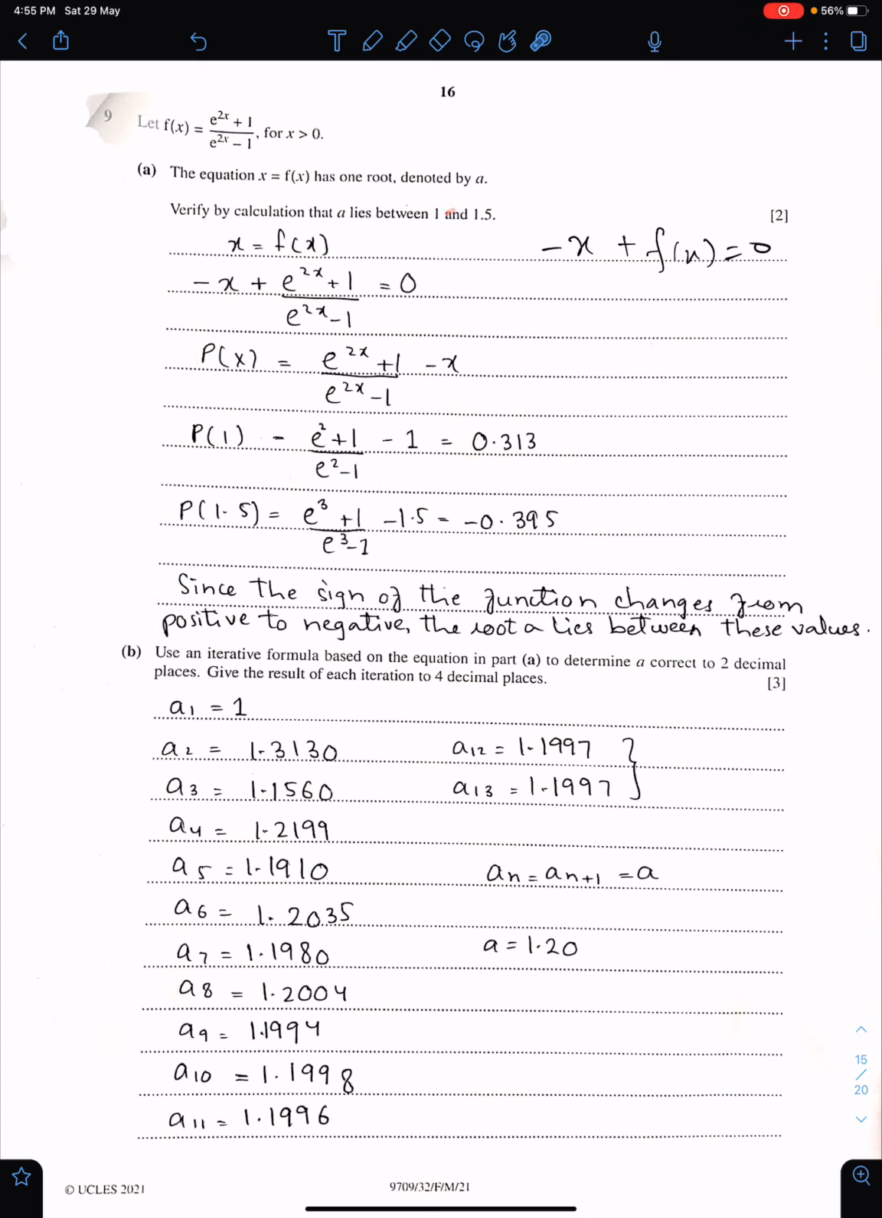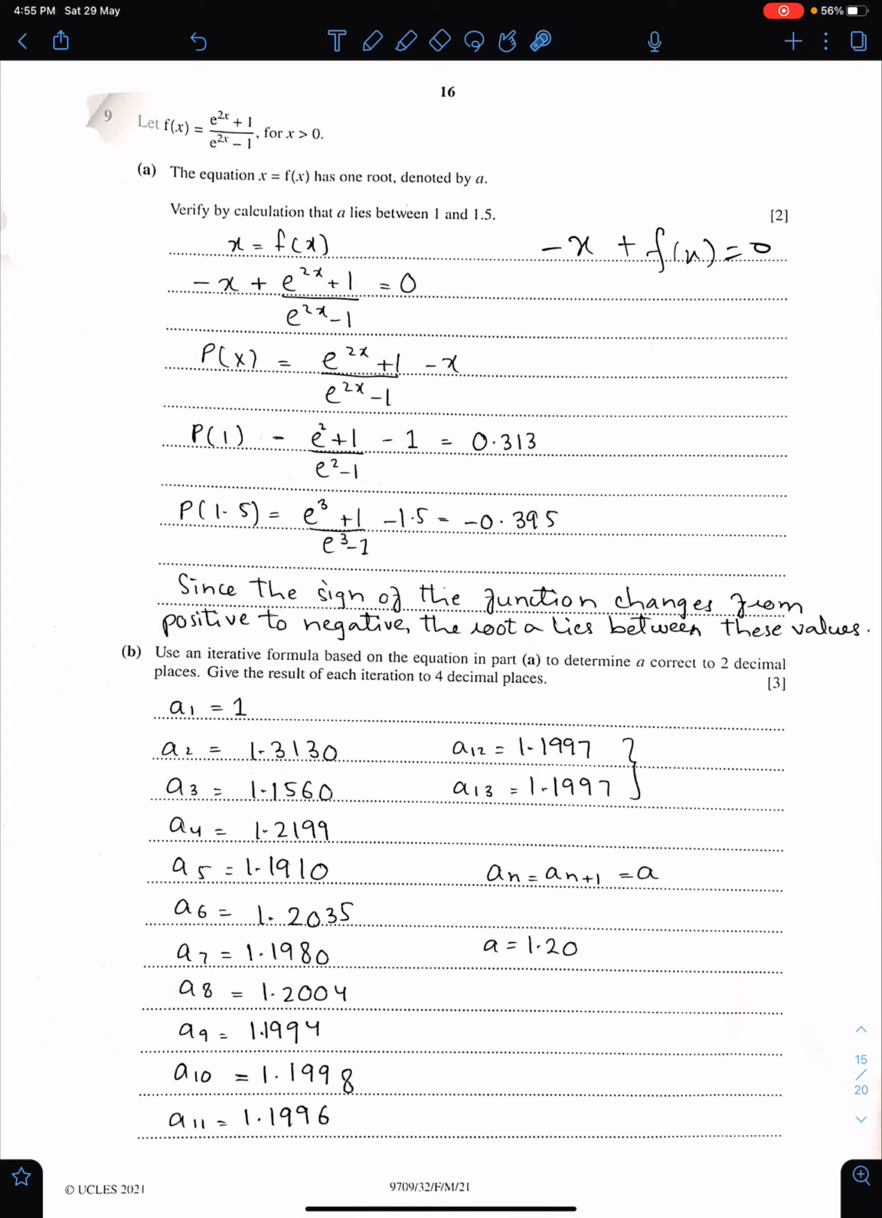So you just need to check the signs of p of x at these two values of x. So p of 1 is positive and p of 1.5 is negative. Since the function p of x changes its sign from positive to negative, hence the root of p of x lies between these two values of x.